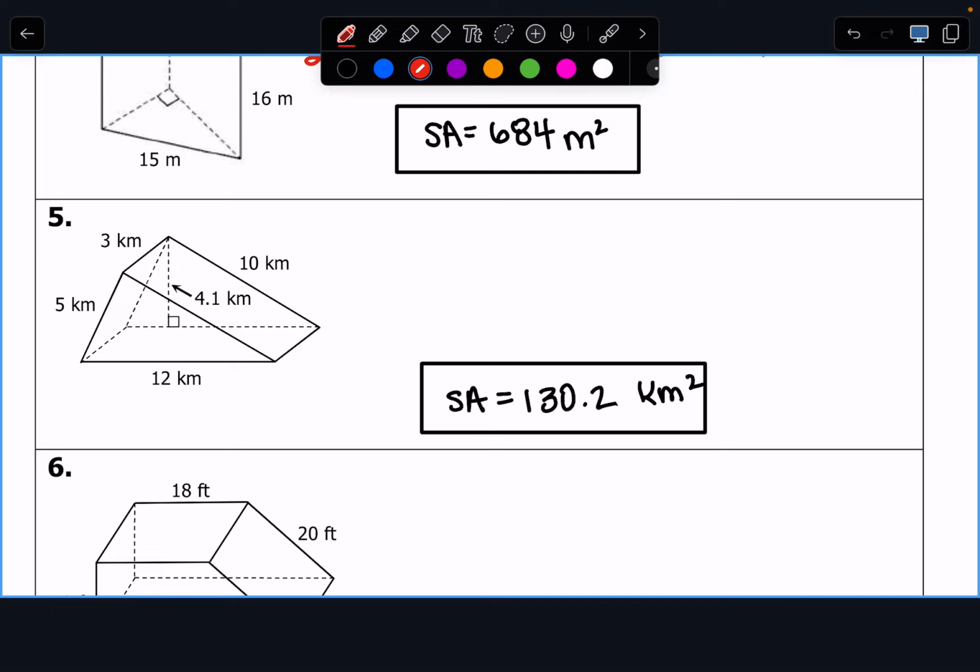And there's 2 different triangles, and there's a height. We have 2 triangles that are 1/2 times 4.1 times 12. I did that times 5. Triangle area is 1/2 times base times height.